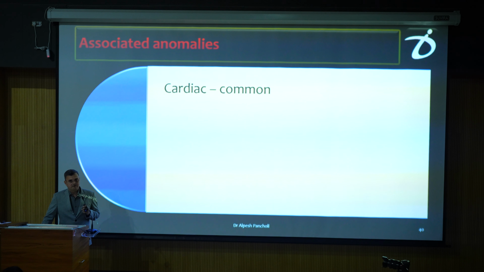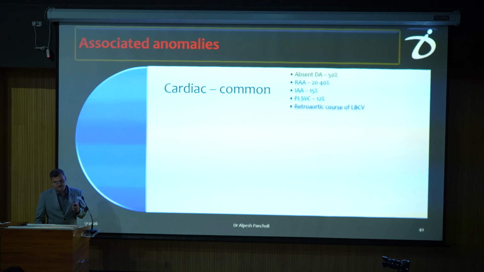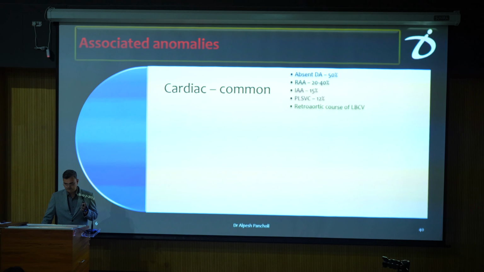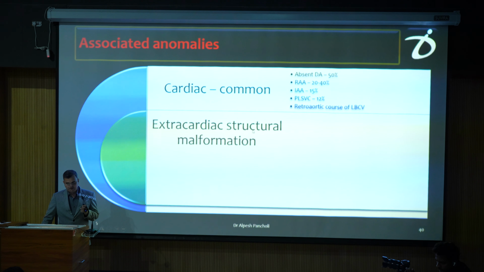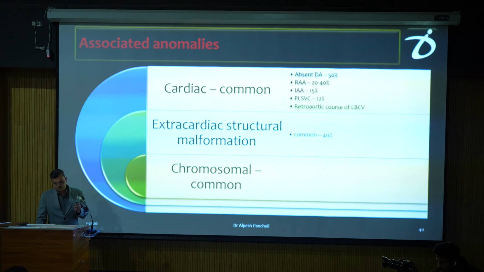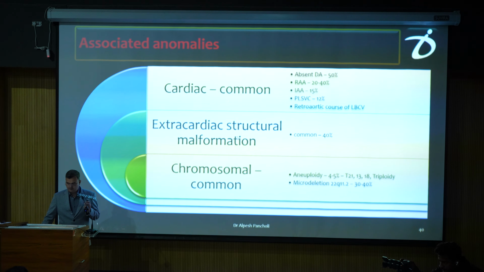The associated cardiac anomalies are very common. Absent ductus arteriosus in 50% of the cases, right aortic arch in 20 to 40% of the cases, as we have seen in our case, interrupted aortic arch, PLSVC, and retroaortic course of left brachiocephalic vein. Extracardiac structural malformations are also common, about 40% of the cases, and chromosomal abnormalities are also very common. In about 4 to 5% of cases, it can be associated with trisomy 21, 13, and 18. Microdeletion, DiGeorge syndrome, in about 30 to 40% of the cases.